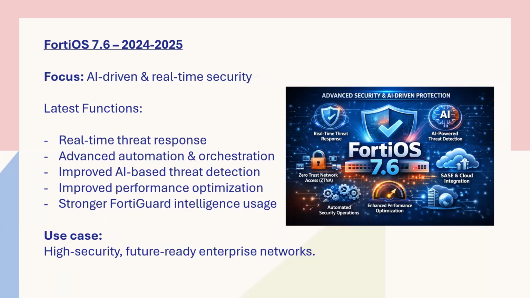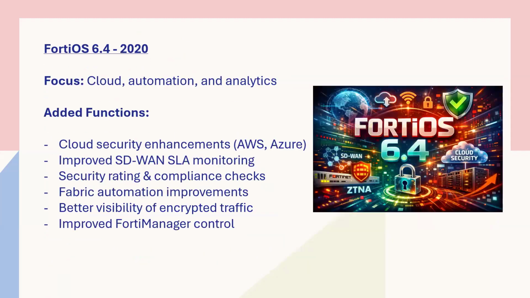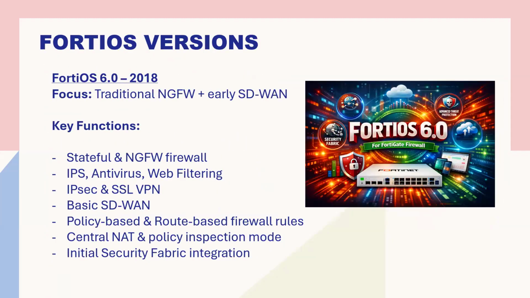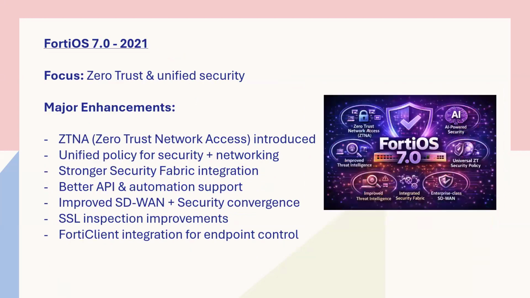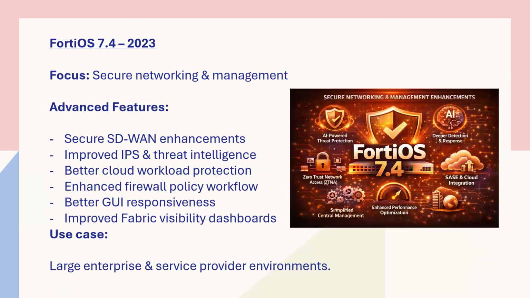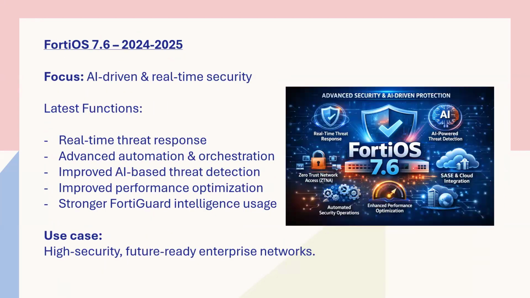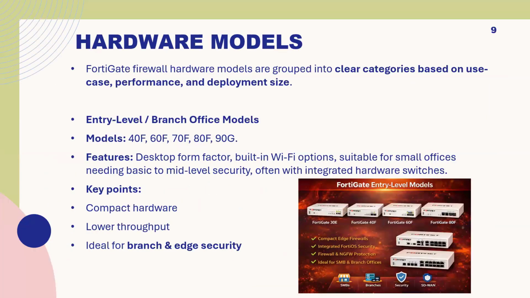Fine. So in the OS, how many OS versions have we discussed? First is 6.0, 6.2, 6.4, 7.0, 7.2, 7.4, and 7.6. Again, next year, this year only, one more will come. Okay. So this was regarding the OS version, the operating system.